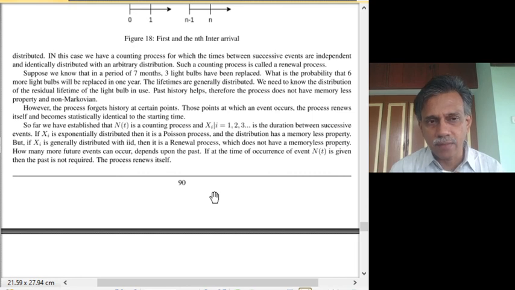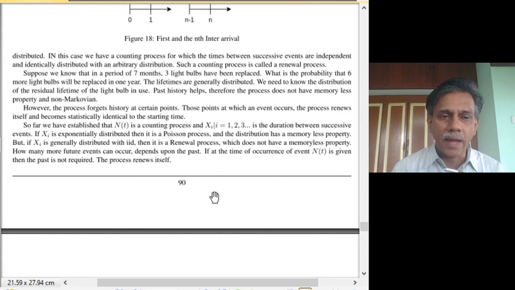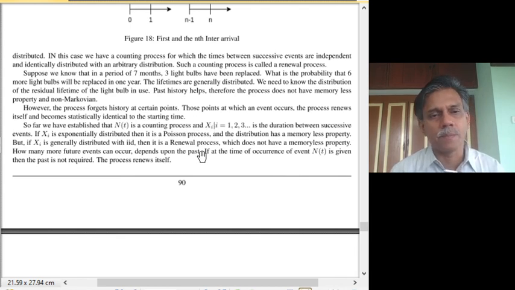Because of this nature of this counting process, we can characterize the renewal process and arrive at certain characterization, but it will not be as amenable as a Markov process. Still, statistical characterization is possible because of the IID nature of the inter-event times, and we will do those characterizations in the next lecture. Thank you.